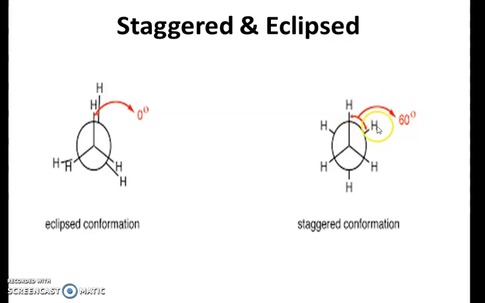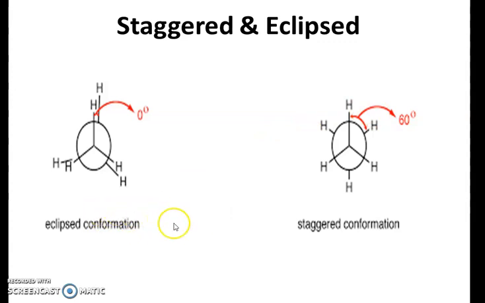It is 60 degrees. If the dihedral angle between the two planes is 0, then the form is called the eclipsed conformation. Remember what a conformation is: a particular conformer is known as a conformation. Now if the angle is 60 degrees, then it is called a staggered conformation. So there are two extreme conformers.